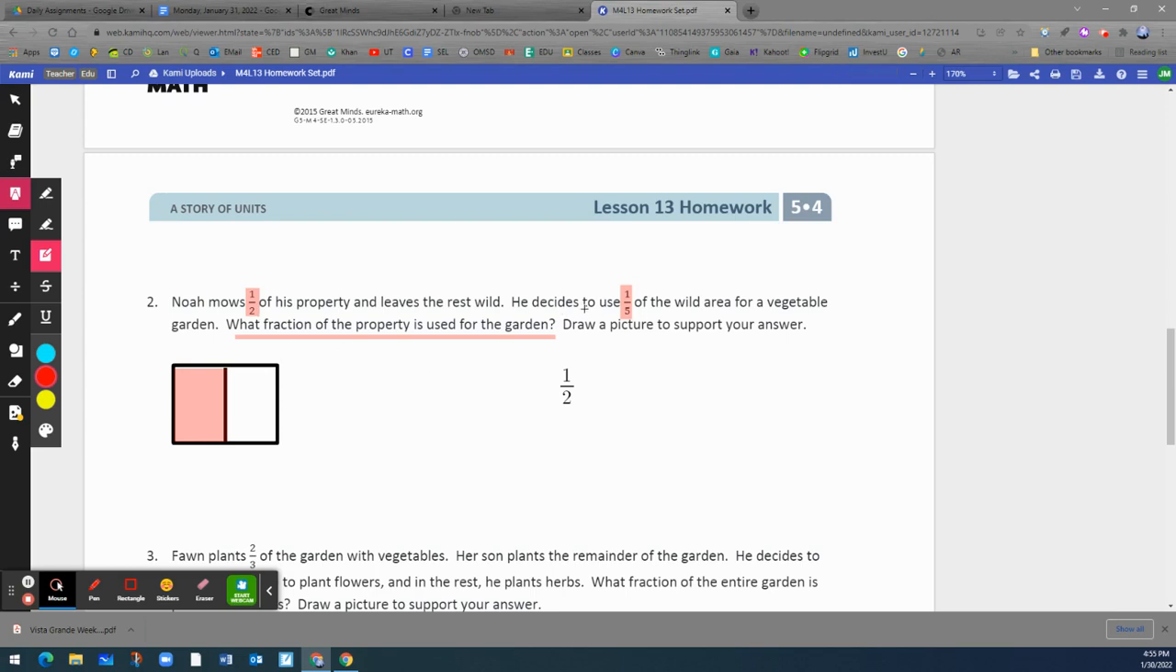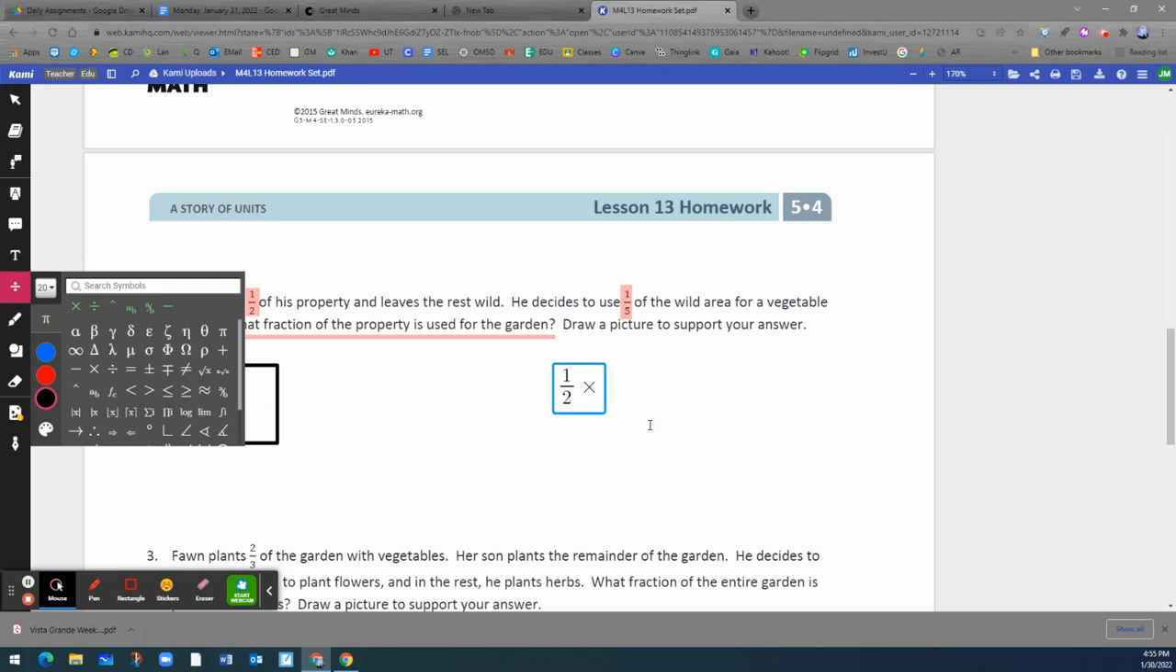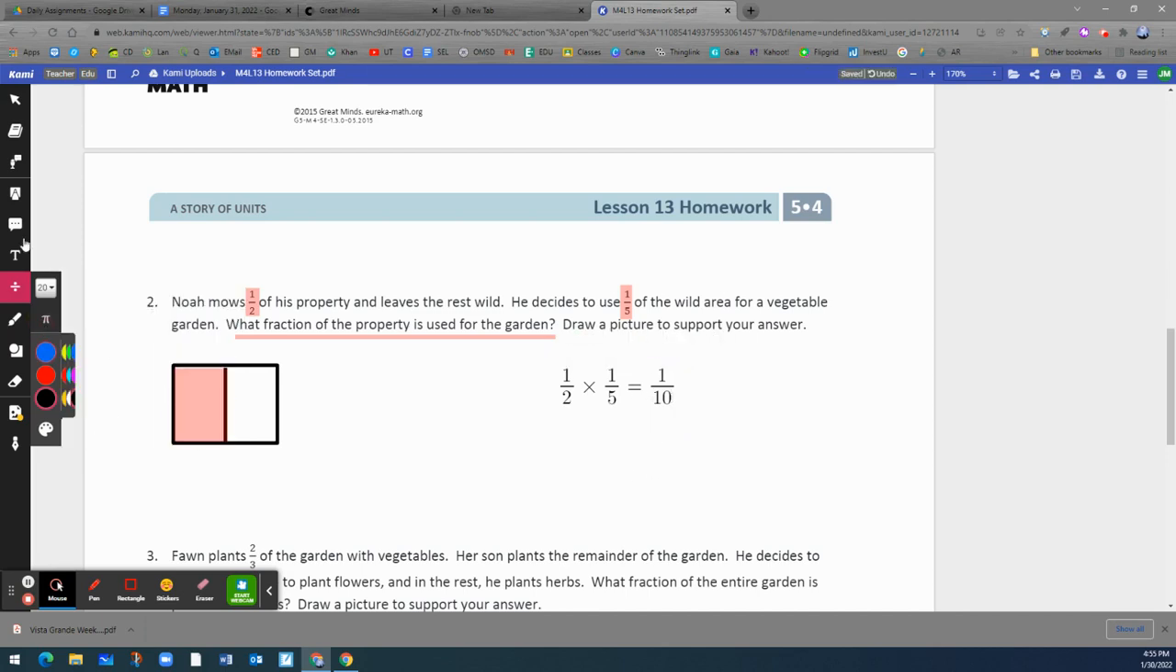Okay, now he decides to use 1/5 of the wild area for a vegetable garden. All right, so 1/5 in math terms, as we do this mathematical operation, is that we're going to do 1/5 of it. And guess what? When you do this algorithm, the numerator is 1 times 1 equals 1. And the denominator is 2 times 5 equals 10. Okay? So that should be the answer. That actually is the answer. And just remember that this has to match your model.